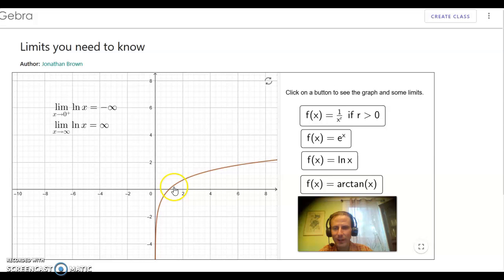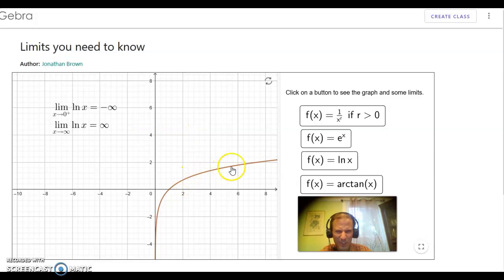So this is the graph of y equals natural log of x. And from the graph, we get that the limit as x goes to 0 from the right of natural log of x is equal to minus infinity. So this isn't a limit at infinity, but I think it's nice to include here for completeness. And the other thing that's important to realize is that the limit as x goes to infinity of natural log of x is equal to positive infinity.